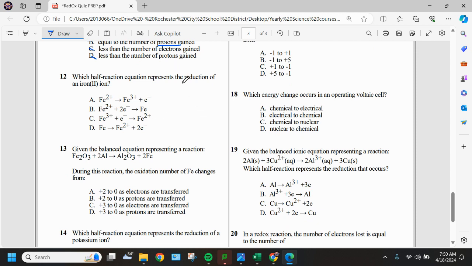Which half reaction represents reduction? Oil rig. Reduction is gaining. So electrons on the product side is losing. So we know it's B or C. And then I have iron 2. So the iron's got to have the +2 charge right here. Otherwise, this would say iron 3. So that's a little bit of bringing back bonding and how we name these things. But we definitely can't.